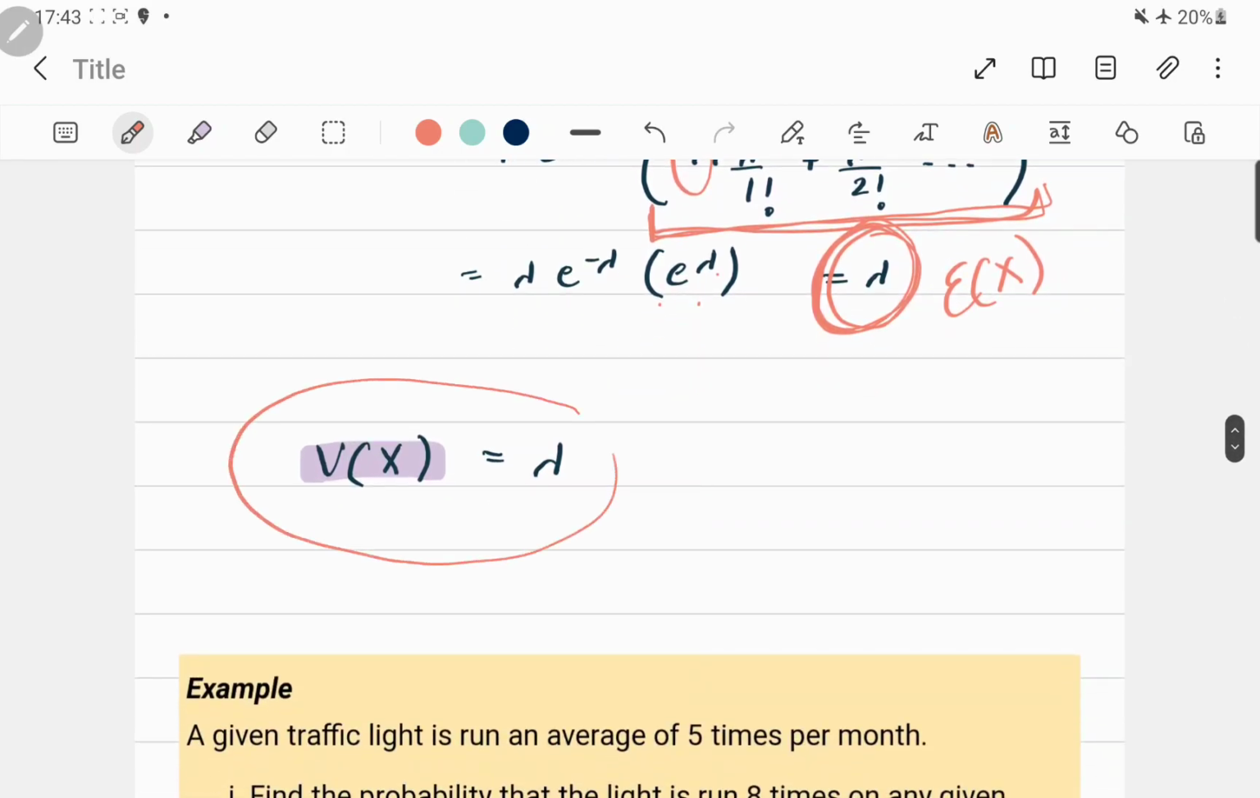We are not going to discuss the derivation here. If you want, we will provide the link in the description box.